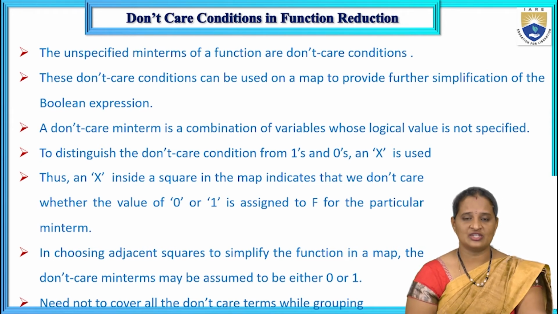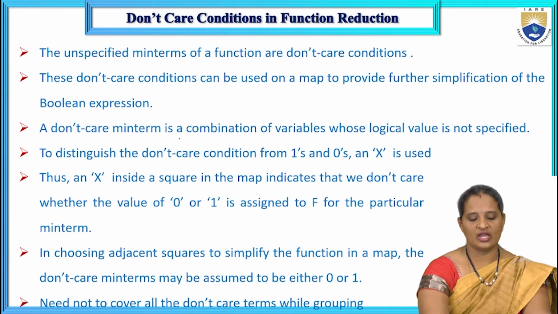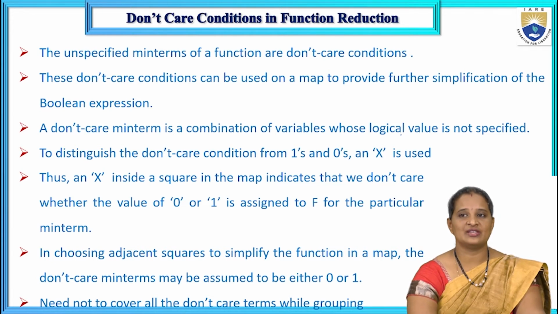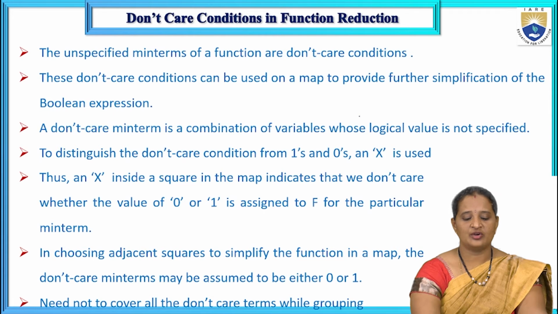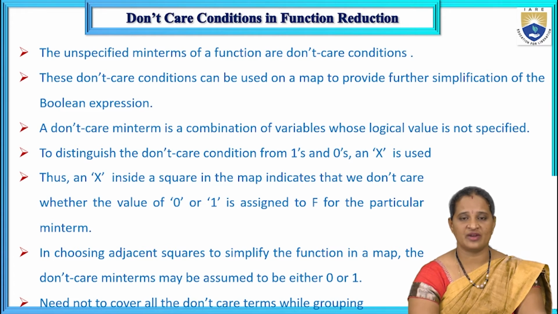So that is why such unspecified combinations can also be used in simplification, such that a more simplified expression can be obtained. The don't care minterm is a combination of variables whose logical value is not specified. To distinguish the don't care conditions from ones and zeros, we always use X. Wherever we come across X, it indicates a don't care condition. That means the function output is not specified for that particular combination. So don't care conditions are represented with X.